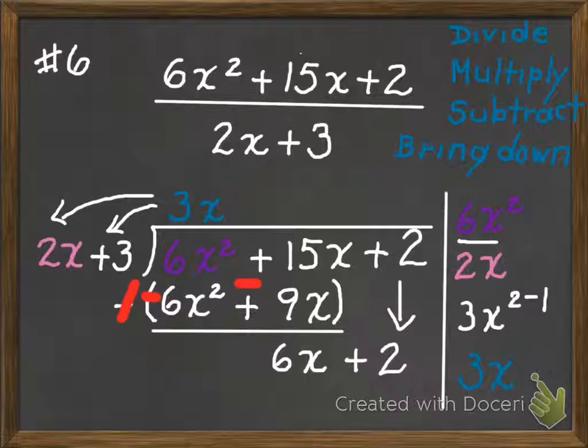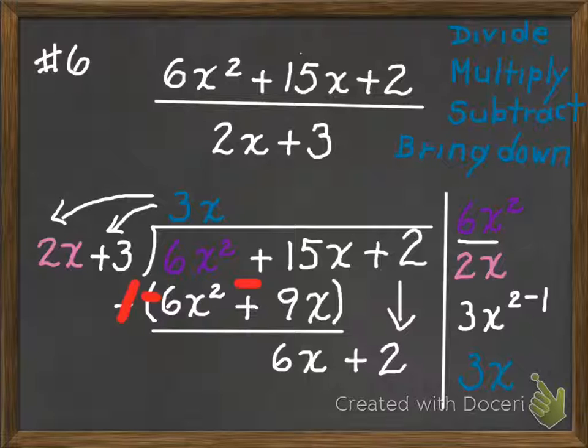So first we divide the first term off of the dividend divided by the first term off of the divisor. So you see the purple 6x squared divided by the pink 2x. 6 divided by 2 is 3. By the quotient rule, we have x to the 2 minus 1. When you divide like bases, you subtract the exponents. 2 minus 1 is 1, leaving us with 3x. So 2x goes into 6x squared 3x times, and we write that in the blue right above this purple 6x squared.